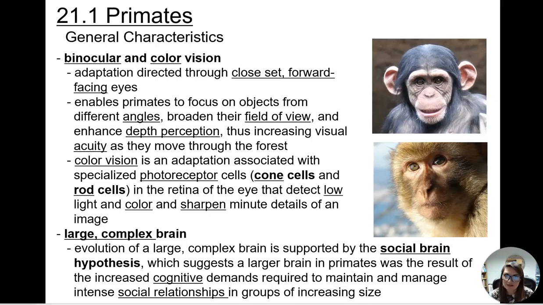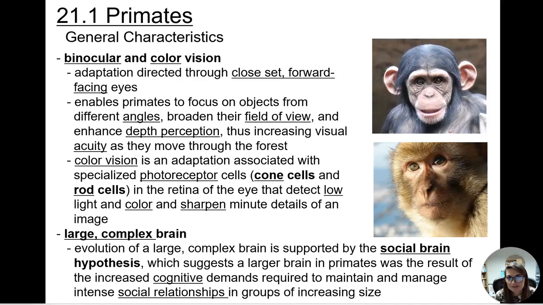Color vision is also going to be an adaptation that's associated with specialized photoreceptor cells. You're going to have cone cells and rod cells within the eye. Some of those are going to pick up on different shades of gray. They're going to make up a lot of your peripheral vision from the sides. And then the color receptors are actually going to give you color and differentiate different objects. These cells are going to be found in the retina, which is a layer on the back of the inner portion of the eye. And so they can detect low light, color, and sharpen minute details of an image.